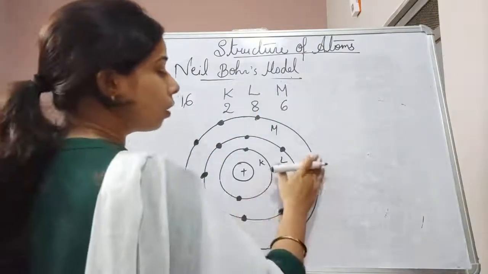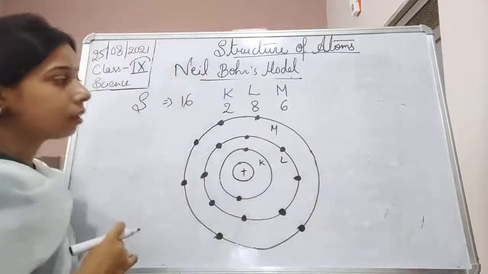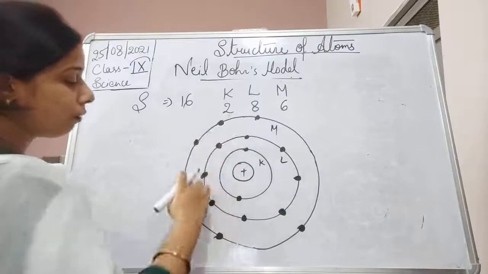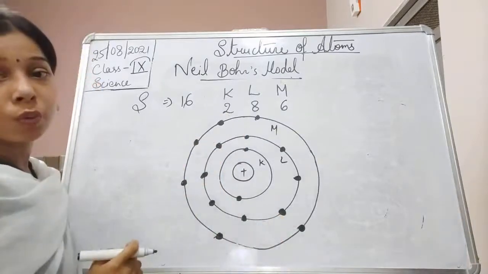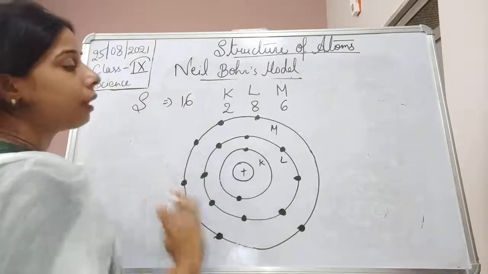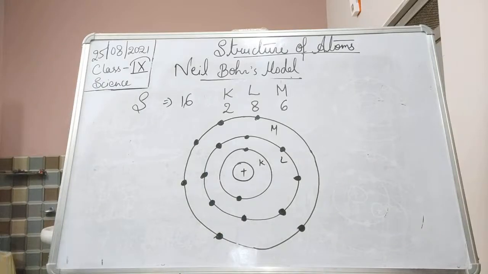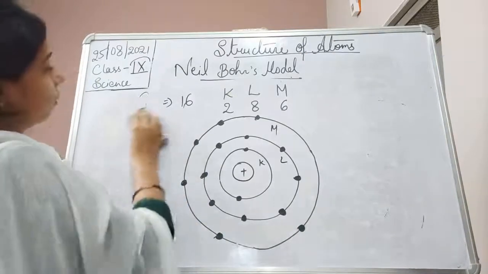Now, the electronic configuration will be like this, where 1, 2, 3, 4, 5, 6 electrons will be there in the outermost shell, while the inner configuration will remain the same here. Let's take an example of argon.